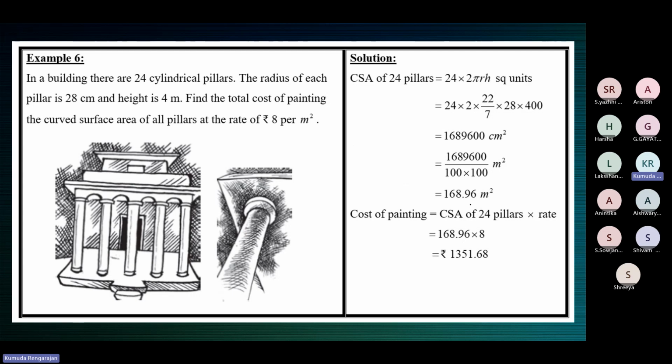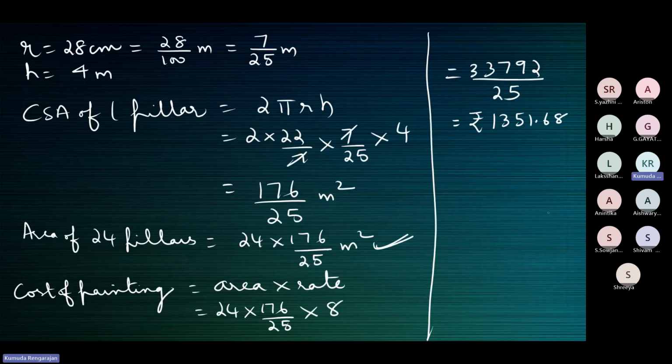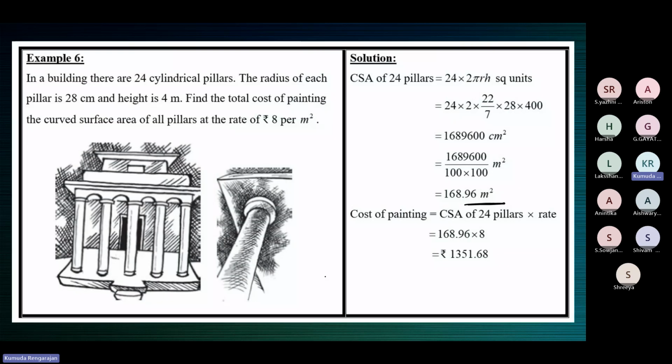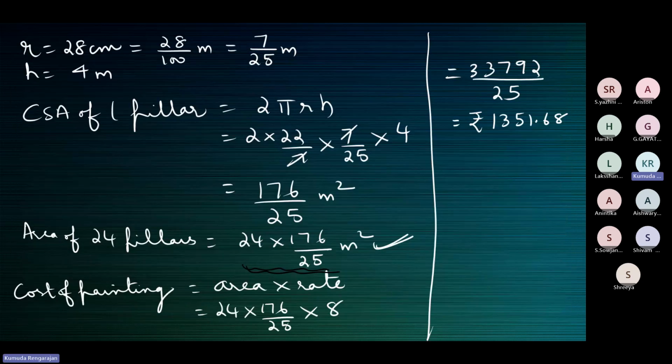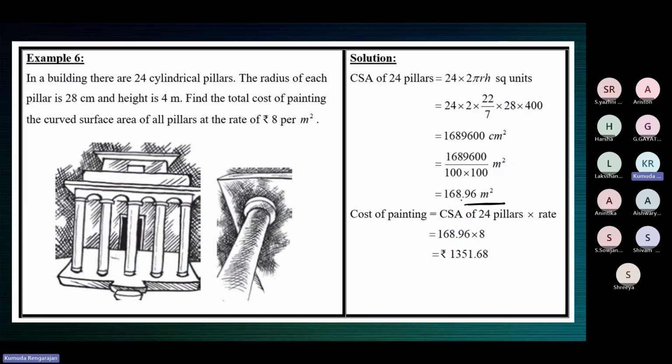So that gives you 168.96 meters square. Now this is in meter square. Here I didn't calculate, so you cannot see that value here. You can just leave it like this. So you cannot see that answer here for the area of 24 pillars, but when you work this, it'll be the same as this one here, 168.96. Now the cost of painting is equal to CSA into rate. So this is the CSA into the rate, which is 8 rupees, and this is the total cost.